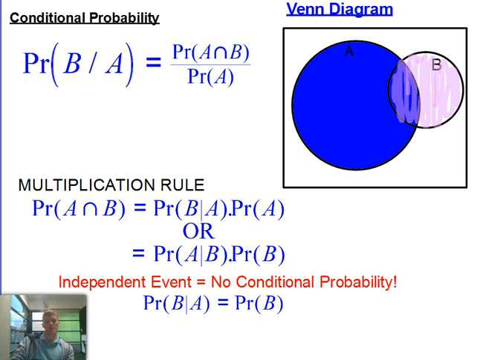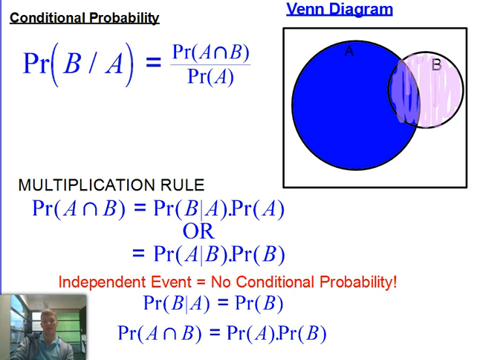Now, in the case where we have independent events, that's where no conditional probability applies. That says that given that A has occurred, that does not affect the chances of B occurring. That's because A and B are independent. So B given A is the same as just the probability of B for independent events.